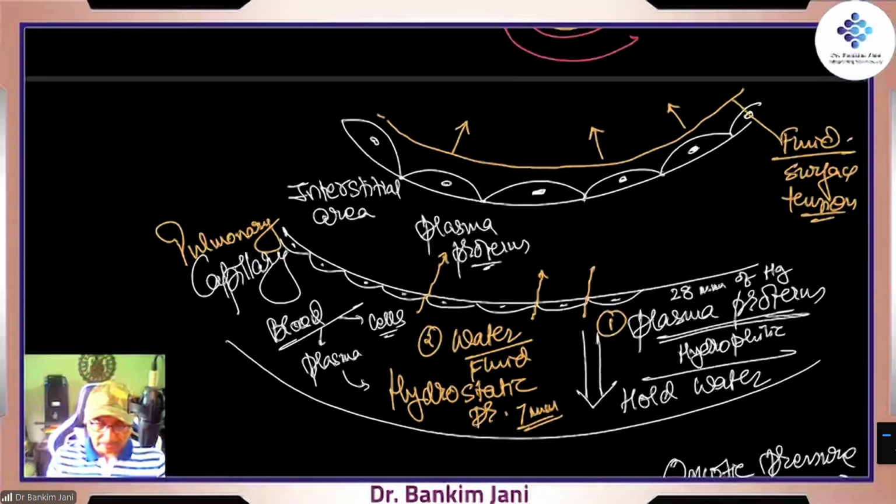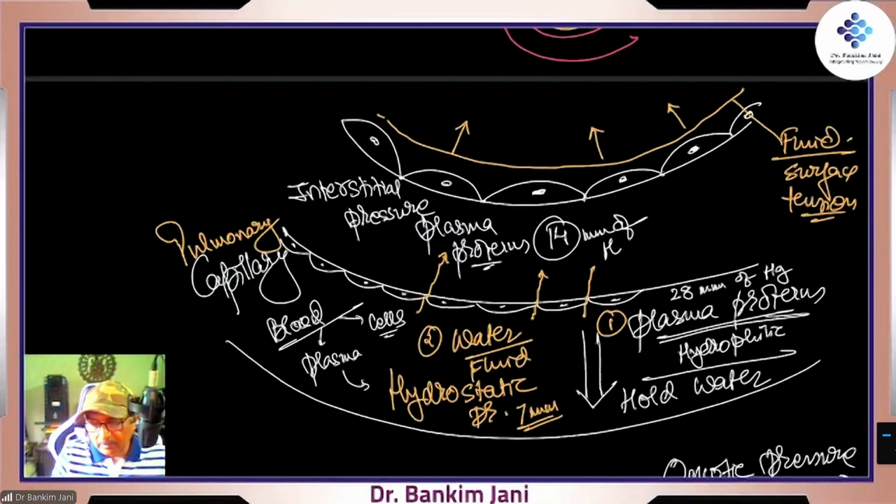Plasma protein is 1 and the hydrostatic pressure is 2, and this one is our interstitial area. So we'll just write it like interstitial pressure. Which pressure? Oncotic. Right? This is plasma, so that would be the oncotic pressure. This oncotic pressure will always insist on one thing: let's not let the fluid go out. Keep it here. So this is another, 14 millimeter of mercury.